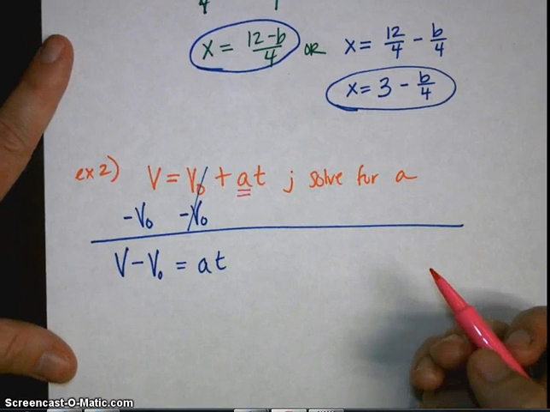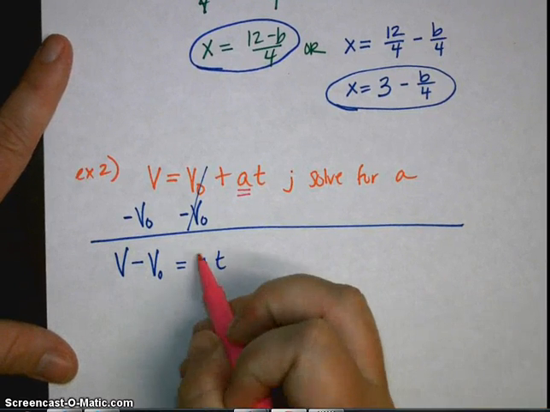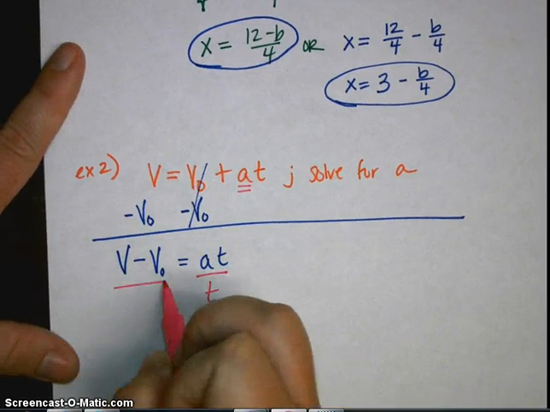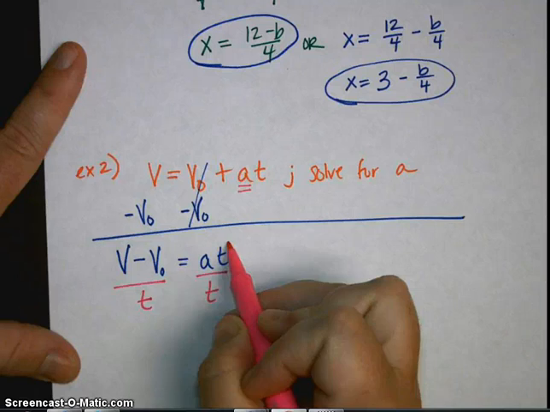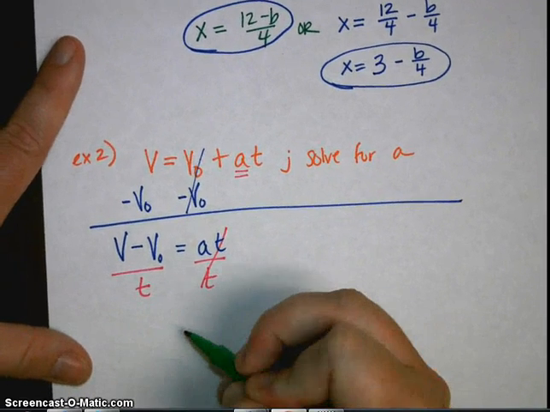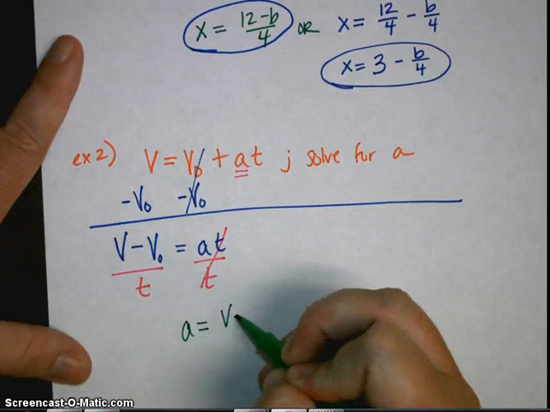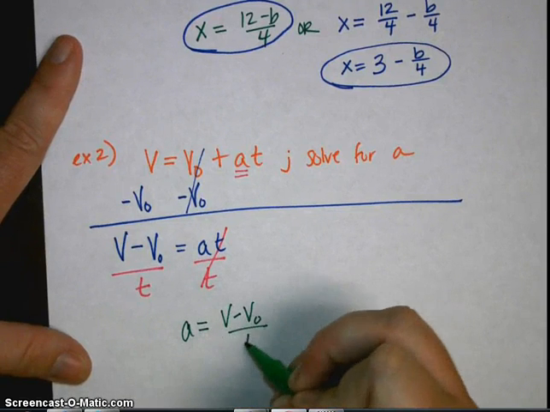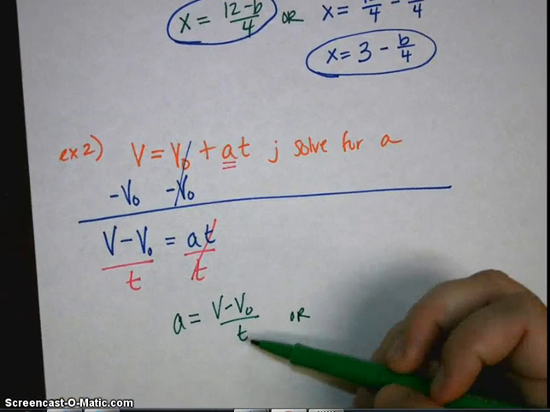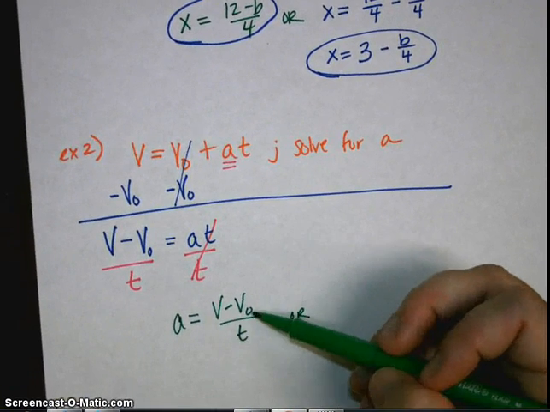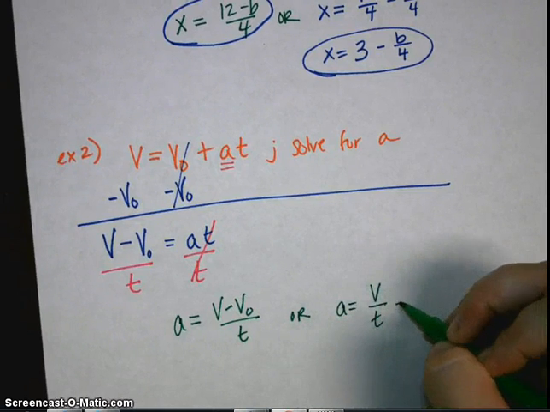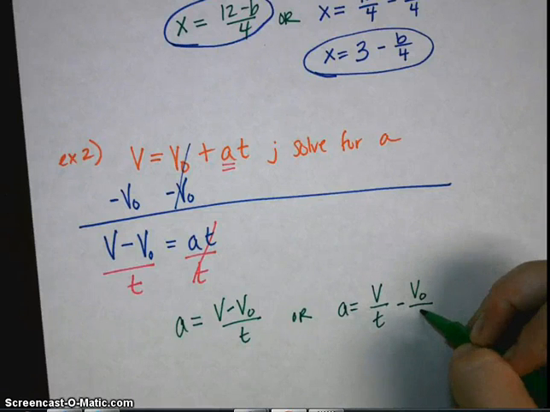In solving for a here, I'm going to get a by itself, this is multiplication. I will divide both sides by t. t divided by t is 1. So therefore, I have two answers. I can say a equals v minus v sub naught over t, or I can simplify it into two separate fractions. Remember that my denominator for both is t. So that would be a equals v over t minus v sub naught over t.